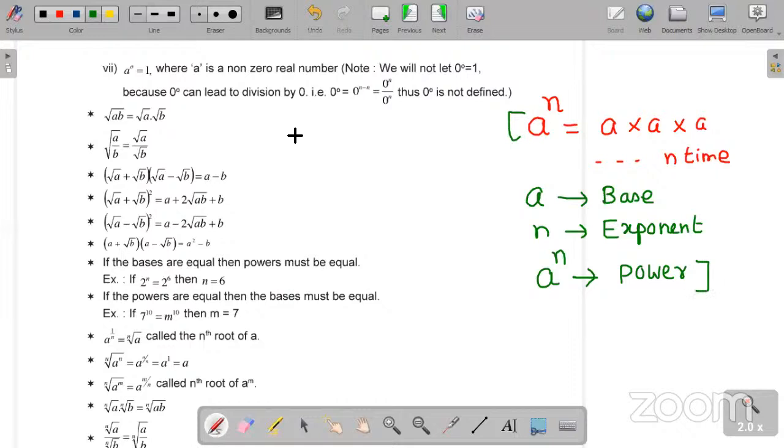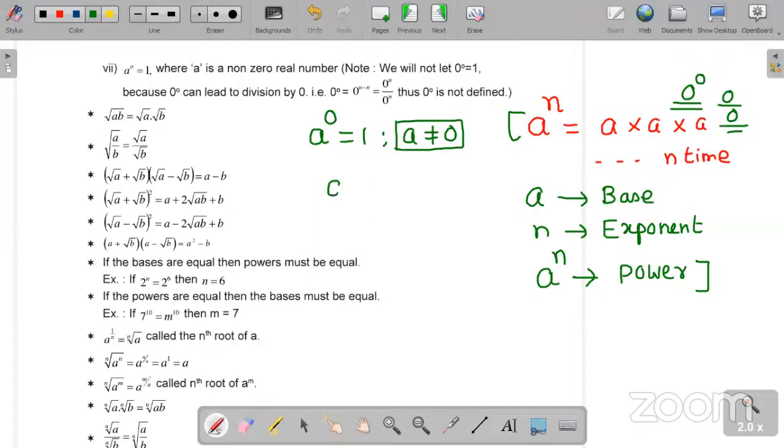And moreover, one thing you remember: a to the power of 0 is equal to 1, but a does not equal 0. This condition must be satisfied, because 0 to the power of 0 is not defined. 0 by 0 is not defined, so even 0 to the power of 0 is not defined. That's why a does not equal 0. Something to the power of 0 is 1.